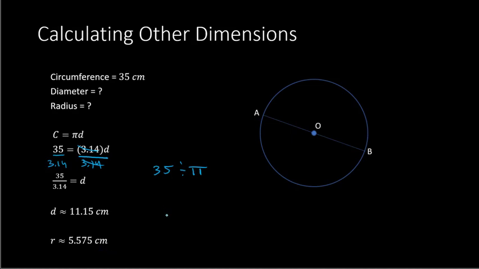So in this lesson, we have learned what pi is. We learned how to use that to find the circumference, and we also use the circumference to find either the diameter or the radius. And that concludes our lesson for today.